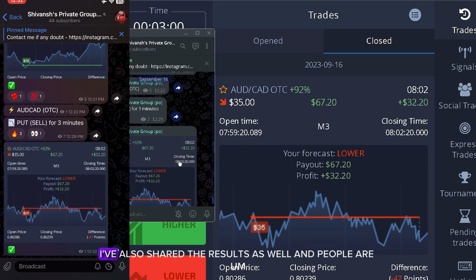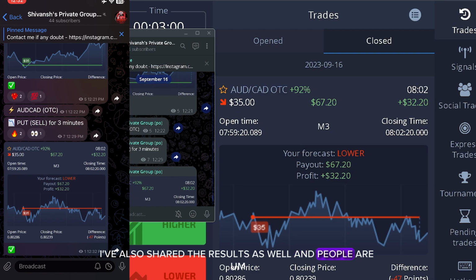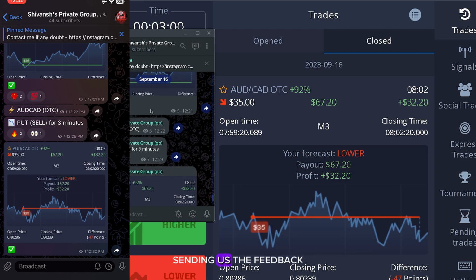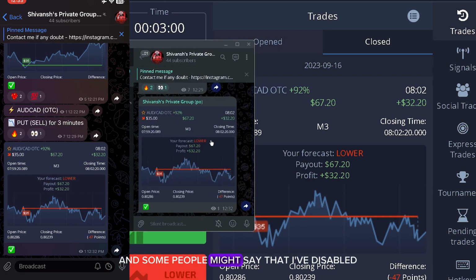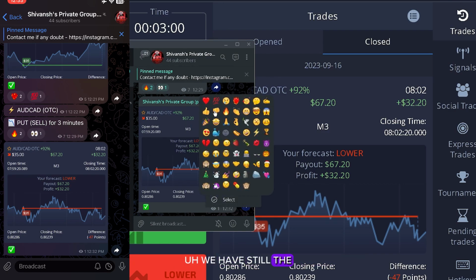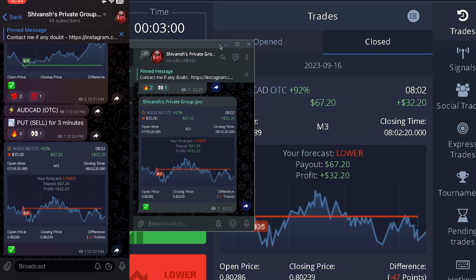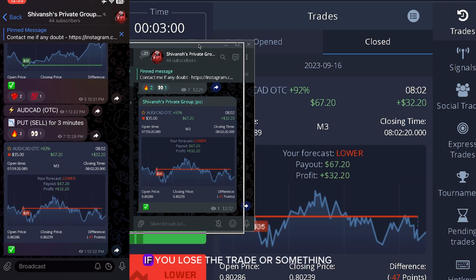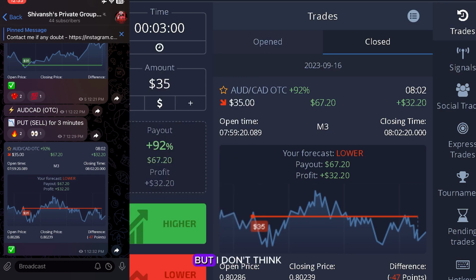So as you guys can see, I've also shared the results as well, and people are sending us the feedback. Some people might say that I've disabled the negative emojis, but I haven't, because as you can see, we still have the dislike button, so you can dislike it anytime you want. We still have almost all the emojis. You can dislike if you lose the trade or something, but I don't think anyone did.